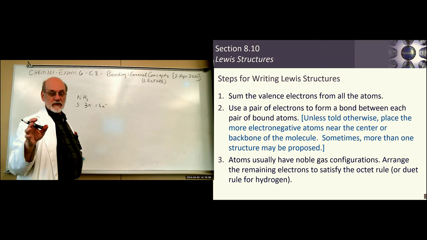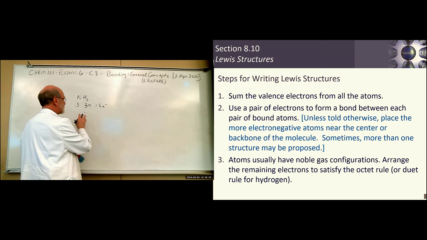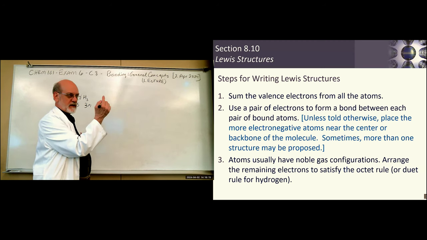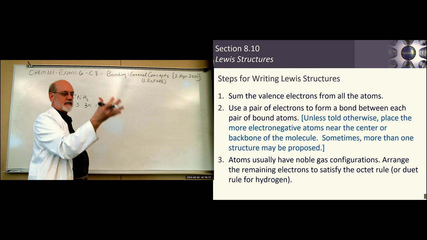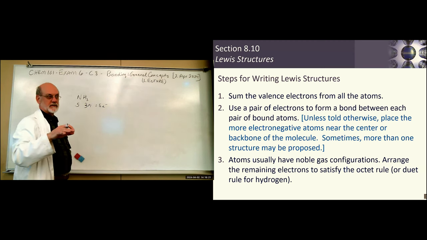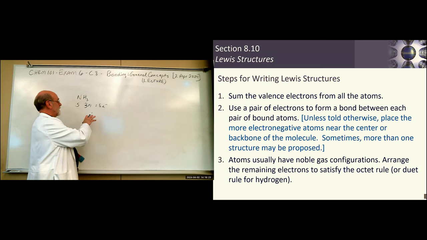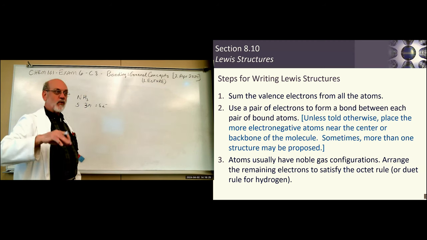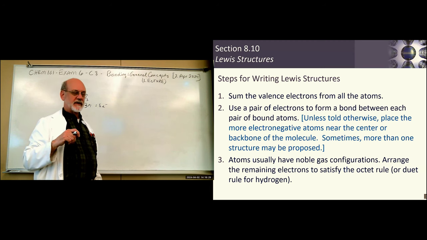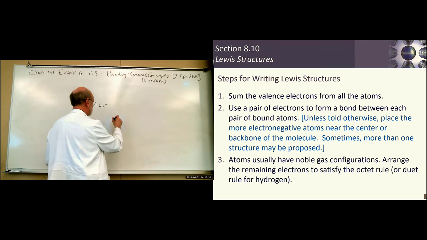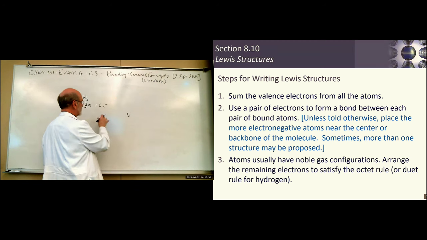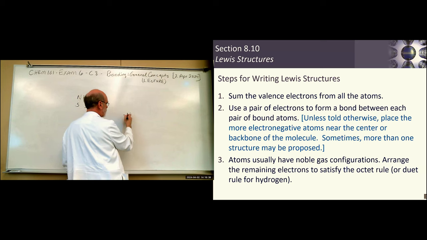So now what we do is we have to decide which one is the central atom, which one is at the core, and everybody else is attached to it. And this is for only simple molecules, right? That's where we're starting. In this case, you take the more electronegative atom and put it in the center, and that would be nitrogen. And then you attach the other atoms with a single bond.